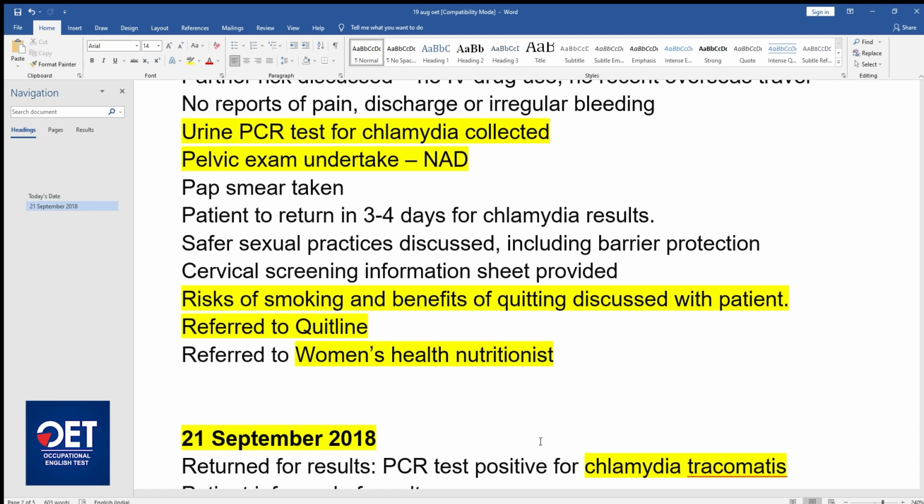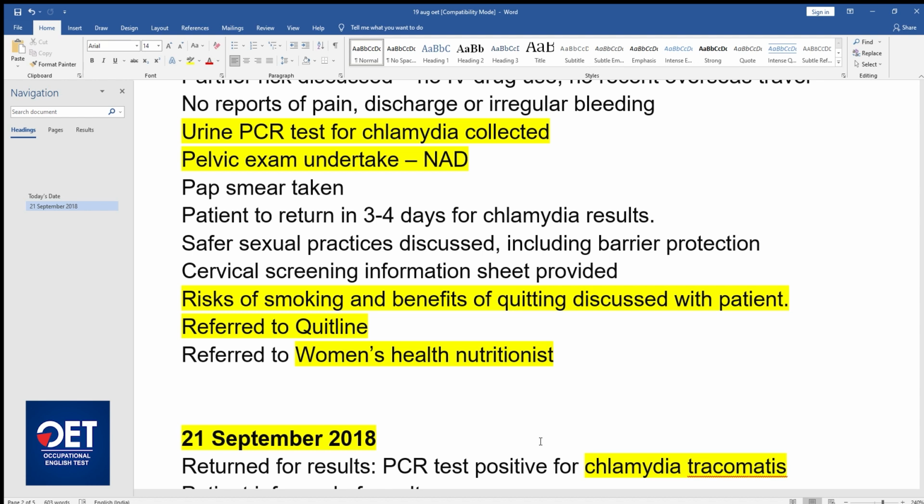Then we talk about her PCR test. We already wrote chlamydia in the introduction, so it will not add any value. About the patient returning in 3-4 days for chlamydia results, we also need not mention this, because the patient was already informed of the results. Here you need not worry about the dates, and write the entire nursing management in one paragraph.